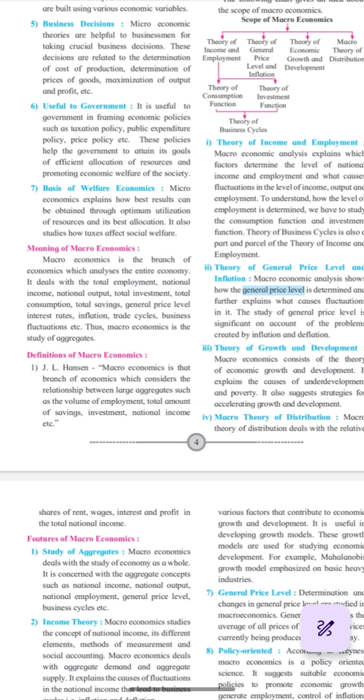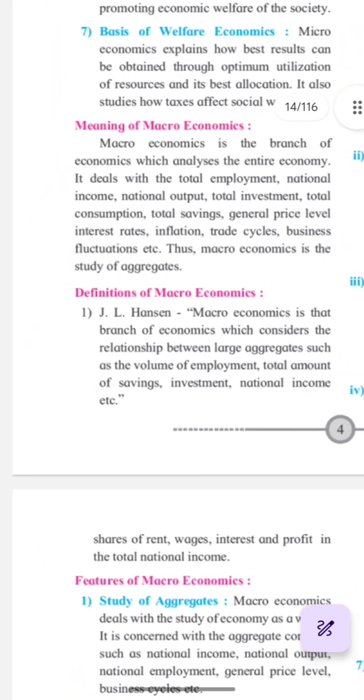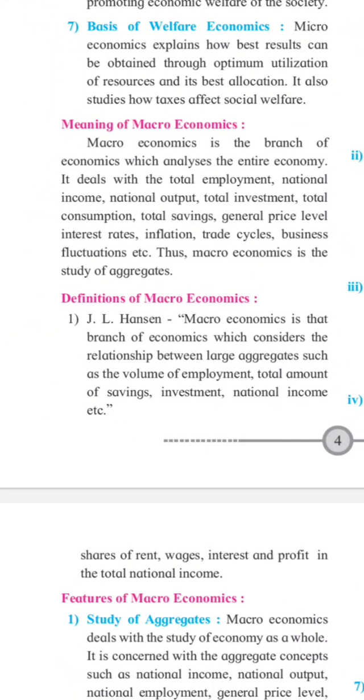Today we are going to learn class 12th first chapter, introduction to micro and macroeconomics. In the earlier video we studied microeconomics. Now in this video we are going to study the second branch of economics, that is macroeconomics. So, meaning of macroeconomics. The term macro is derived from the Greek word macros, which means large.